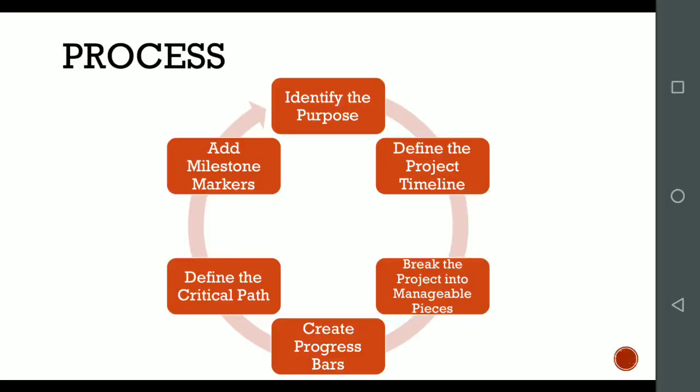Then create a progress bar. Then we'll start the bar charting. We'll decide which event is to be taken first, which event after that, which events can go simultaneously, and which event is completely dependent on another event that should be completed first before we can proceed. Next is define the critical pathway. We'll show the longest path, which takes the longest duration to complete the task.